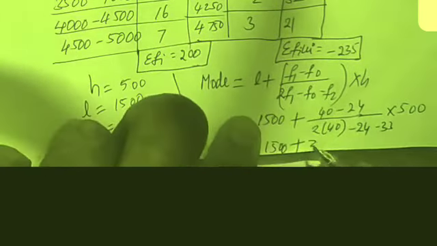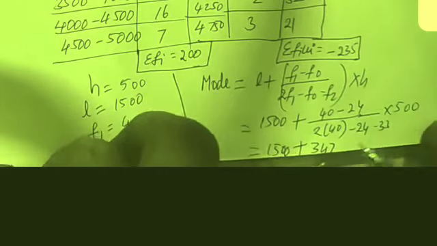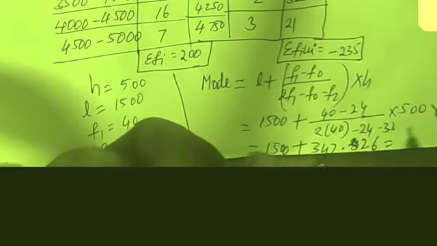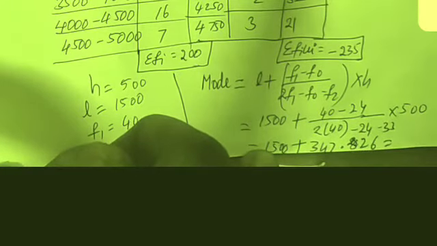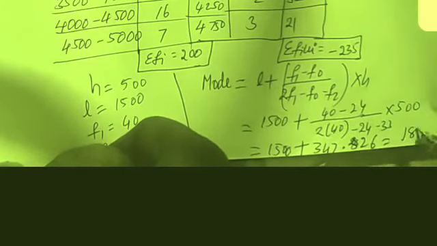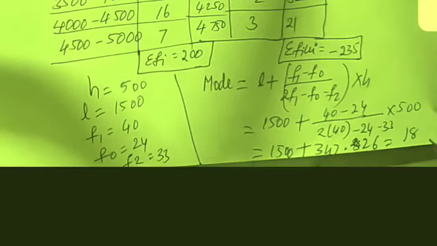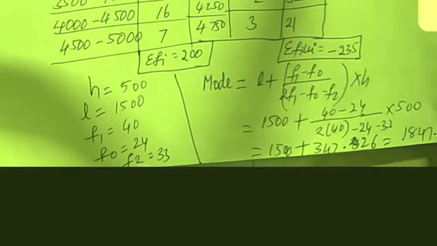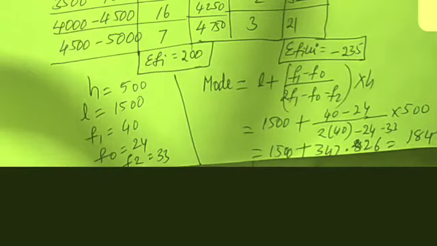So on simplification we get 347.826, on adding 1500 we get 1847.826. That is the mode value.